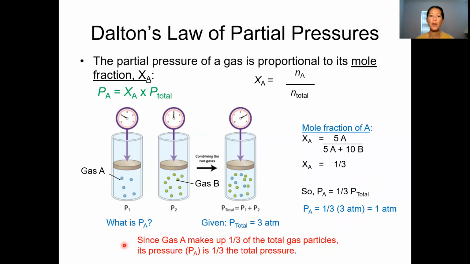So depending on what you're given, maybe you're given all the partial pressures, then you're asked to find the total pressure. You just add them up and you get that total pressure. But what if you're given the total pressure and you're given maybe the amounts of A and B? Then you can find the moles of those, find the mole fraction of the one you're interested in, and just multiply that by the total pressure.